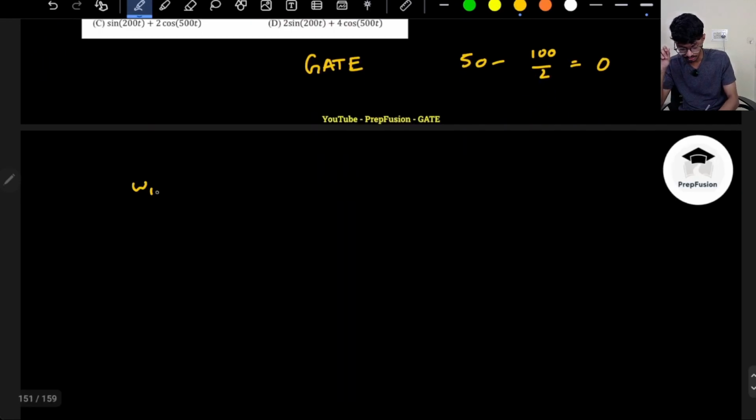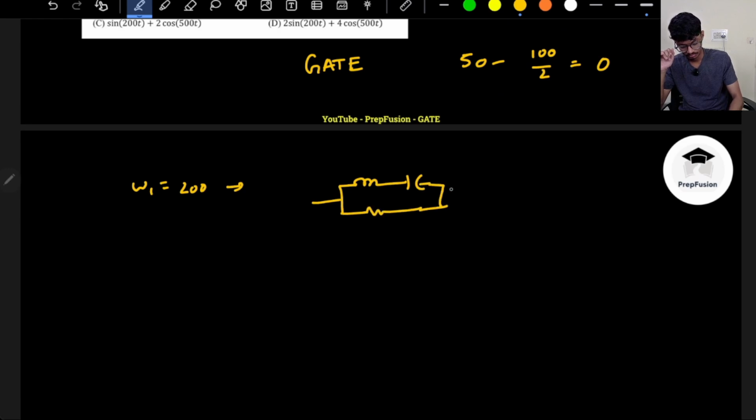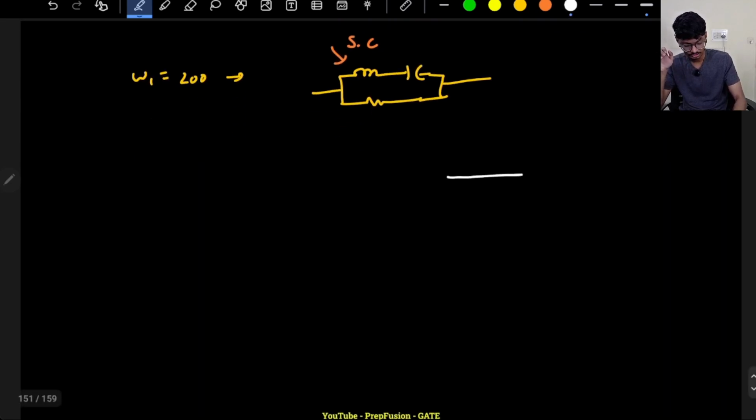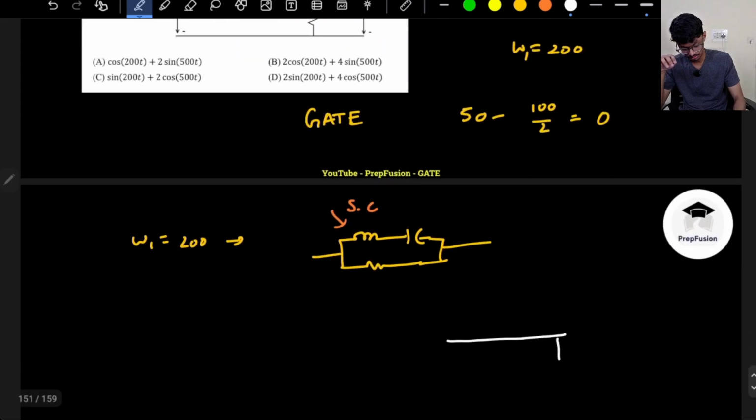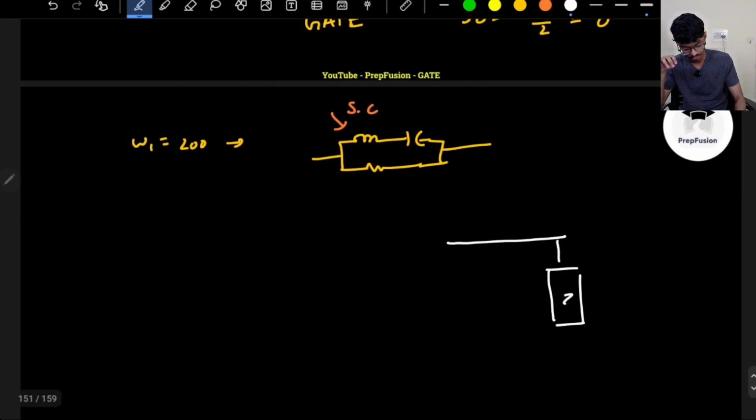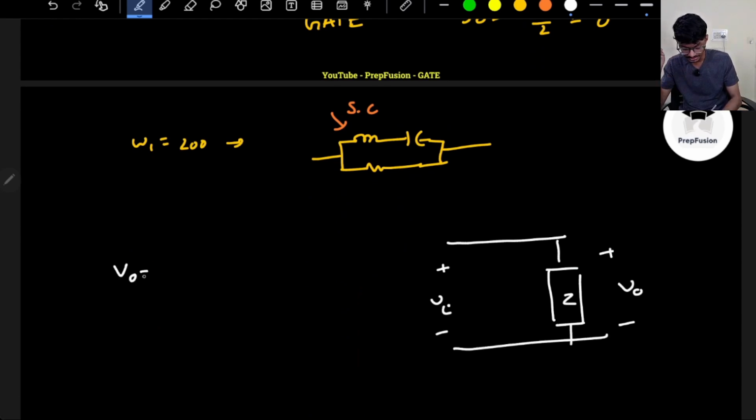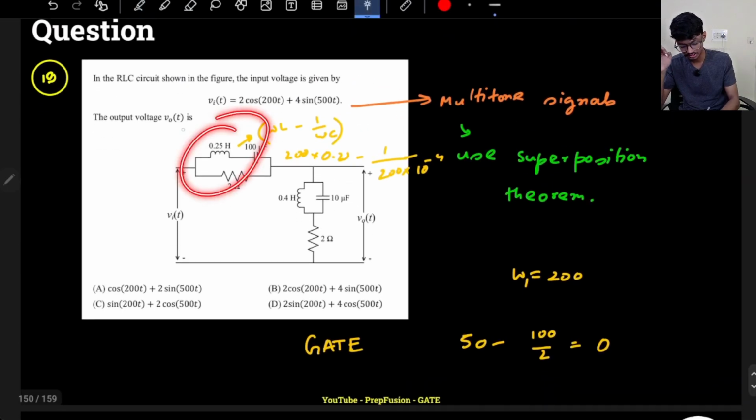So for omega 1 equals 200, this component is totally a short circuit. How can I replace the circuit? The circuit will be something like this: a short circuit, and some impedance here that I'm not concerned about. This is my input Vi and this is my output, correct? So my VO equals Vi when omega equals 200 radian per second. So this is sorted. For omega equals 200 radian per second, VO equals Vi. That's it, there is no problem with that.